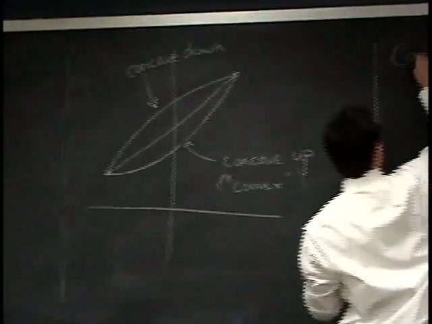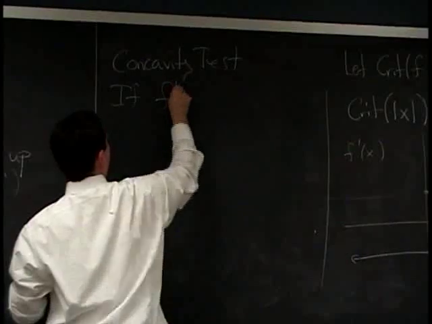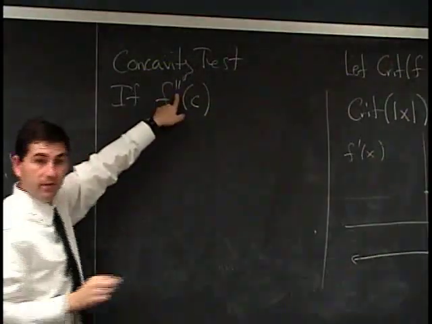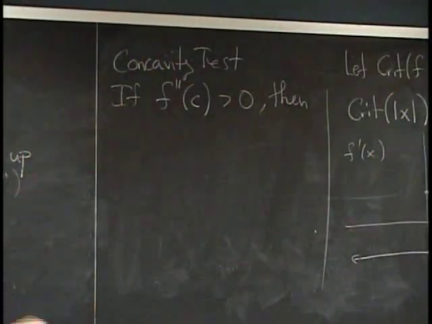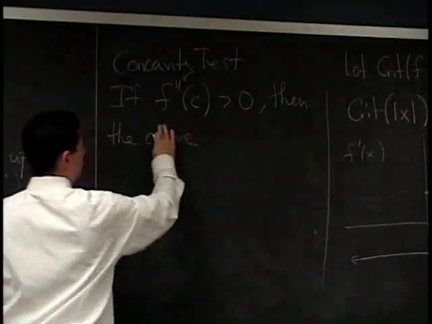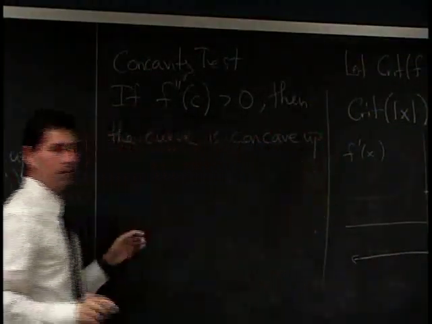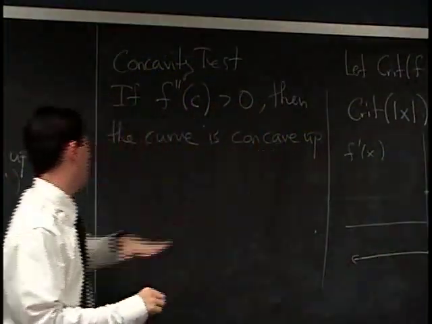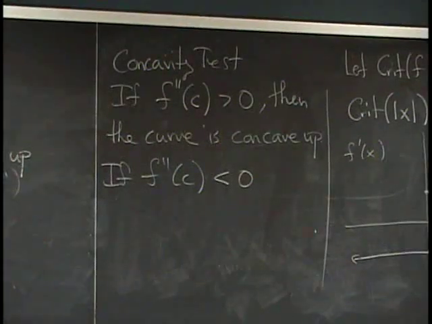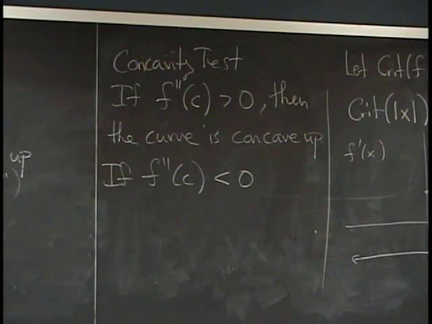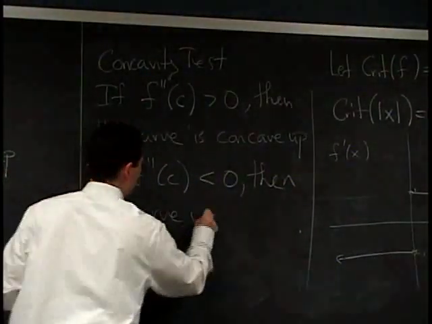So the concavity test is going to say, if the second derivative, remember this meant take two derivatives, if the second derivative is greater than zero, and I'm leaving off hypotheses as usual, then the curve is concave up. So when the second derivative is positive, the curve is concave up. And if the second derivative is negative, so if the rate of change of the first derivative is negative, so if it's not going up by as much, then the curve is concave down.